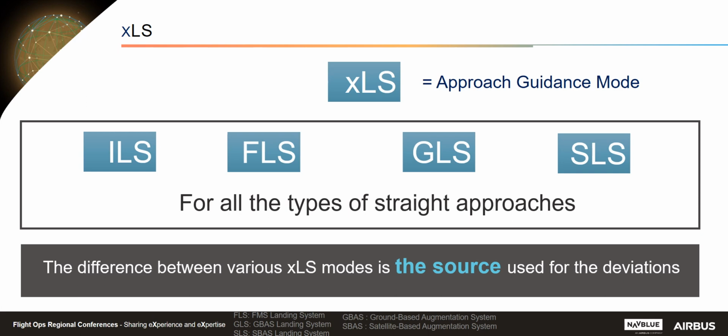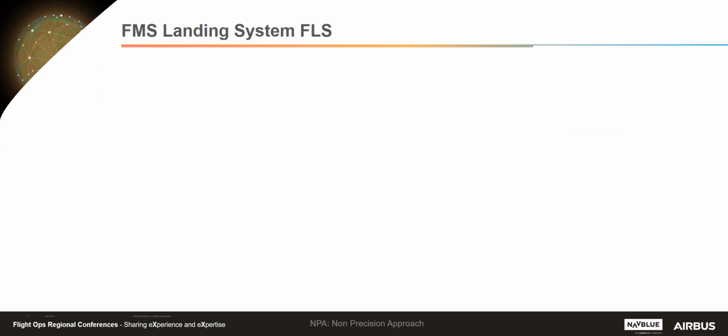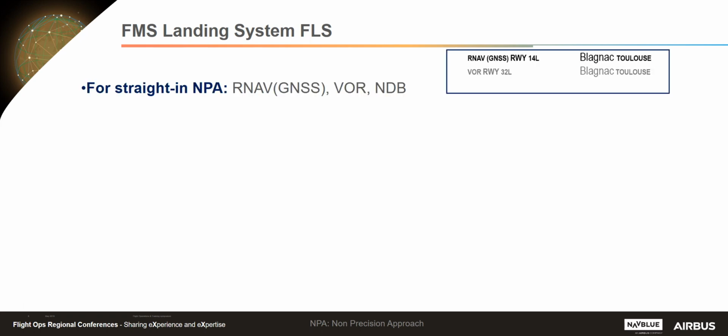Where do the altitude and the position come from? I will not speak about ILS, you all know it. First, we talk about the FLS, FMS landing system. It has been introduced on the A380. FLS can provide a guidance for all straight non-precision approaches, AirNav GNSS, LNAV and LNAV VNAV minima, VOR and NDB.